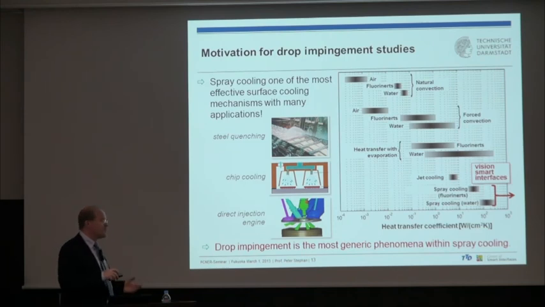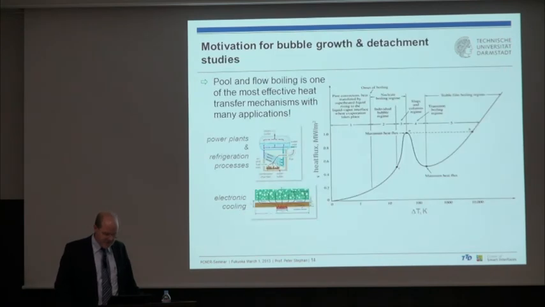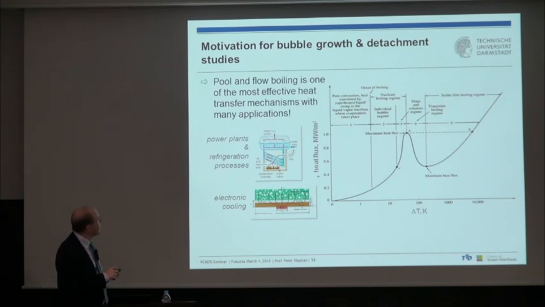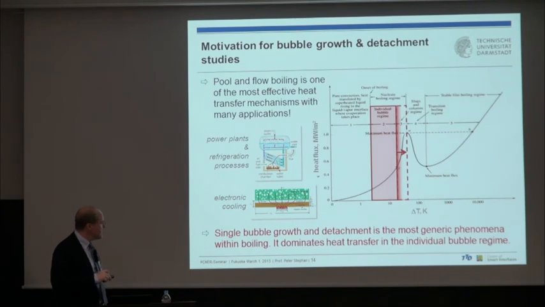And of course, a drop impingement event is the most generic phenomenon within a spray to start your research. For boiling, we are looking at single bubbles at the moment, but also in some experiments, multiple bubbles, bubble growth and detachment. And as you know, pool boiling and flow boiling is one of the most effective heat transfer mechanisms in many applications, since many years, in power plants and refrigeration, but also meanwhile in electronic cooling. And if we study a single bubble growth and detachment, this is representative, at least for the single bubble regime in the famous Nukiyama curve.